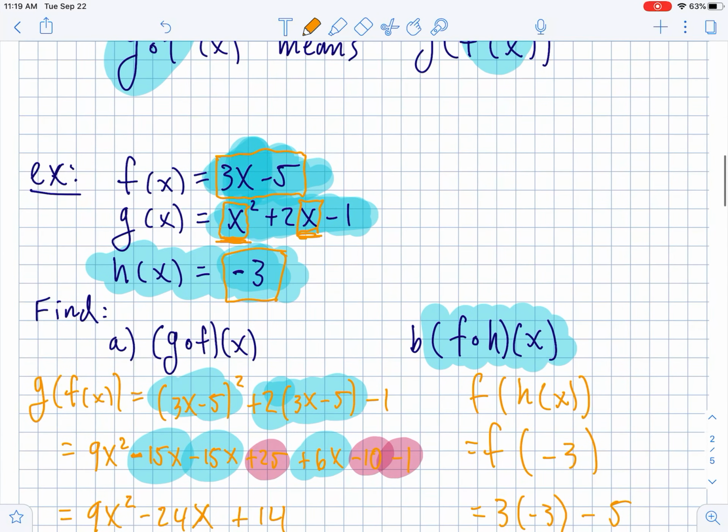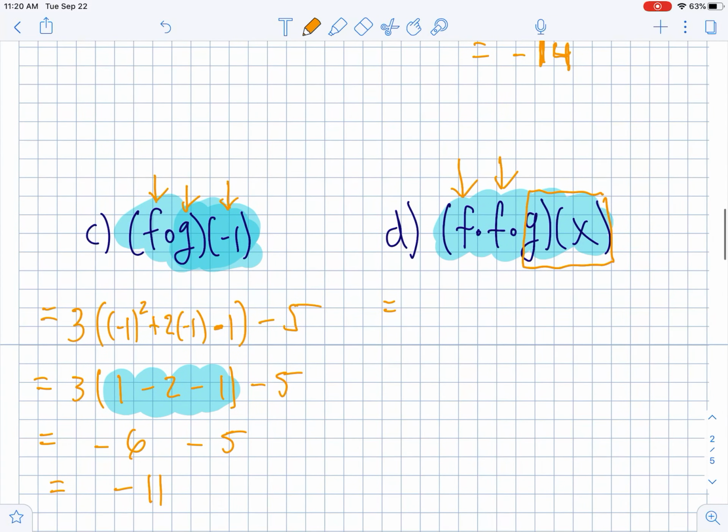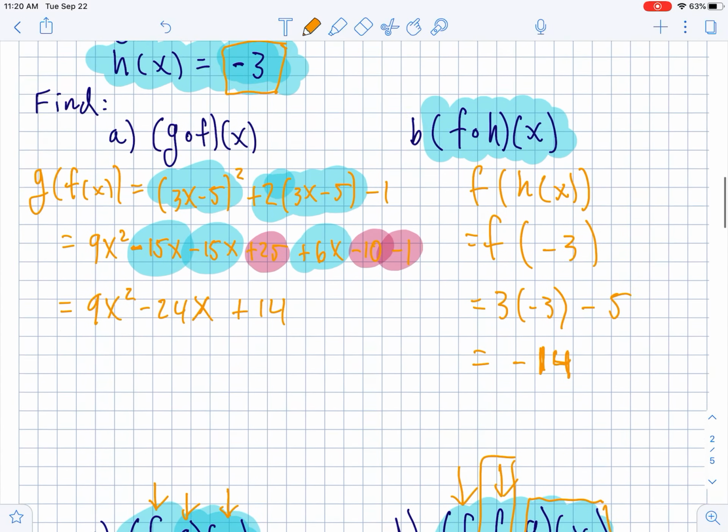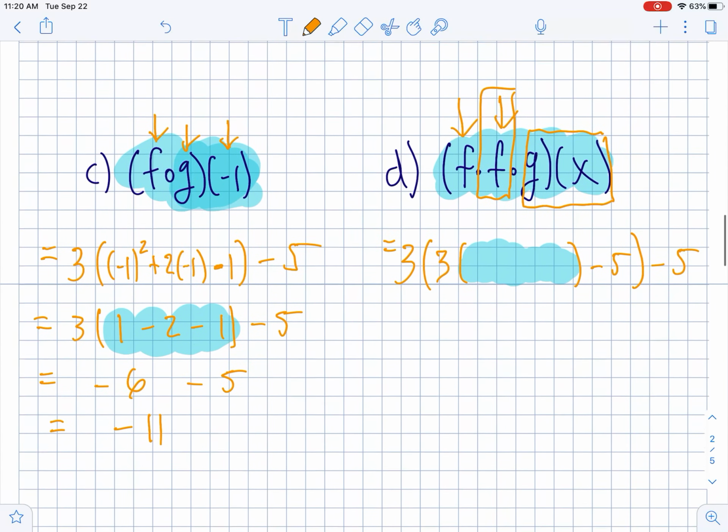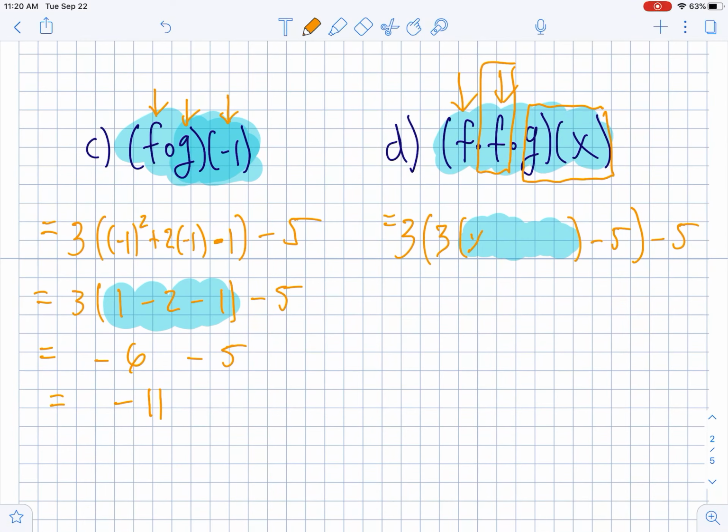F of x is 3 times the input minus 5. So the big outside is going to be 3 times something minus 5. Now the next one is another f of x, so that's going to be another 3 times something minus 5. And then this very inside spot is going to be g of x, which is x squared plus 2x minus 1.